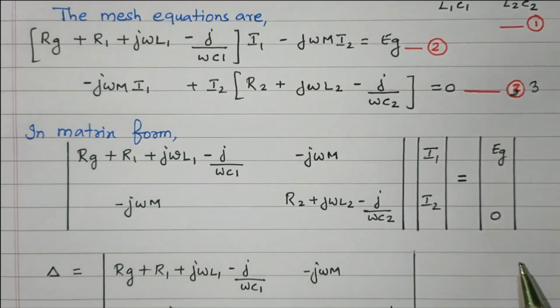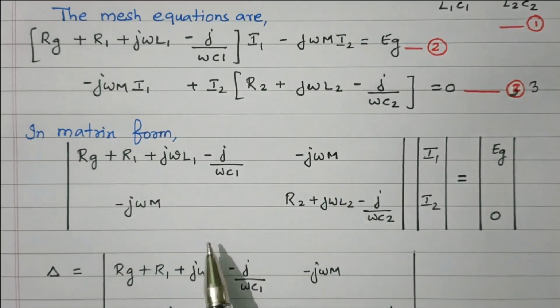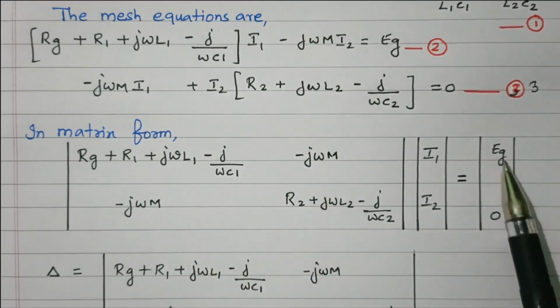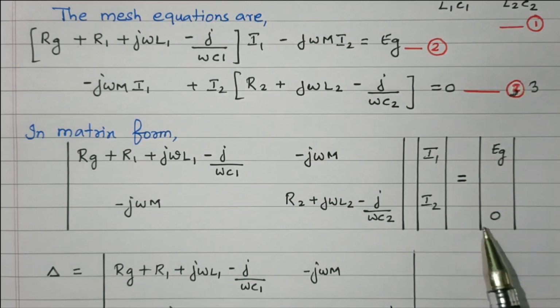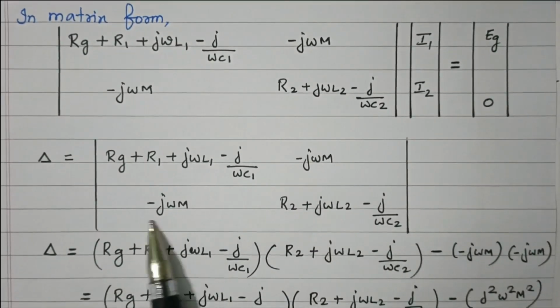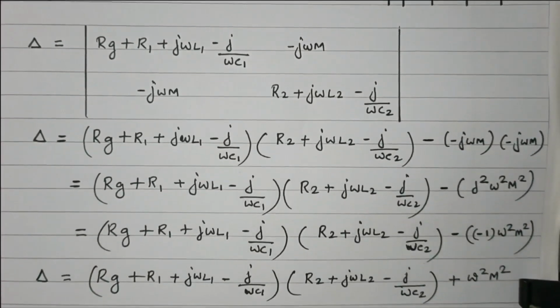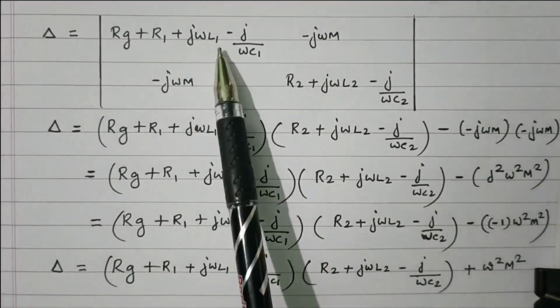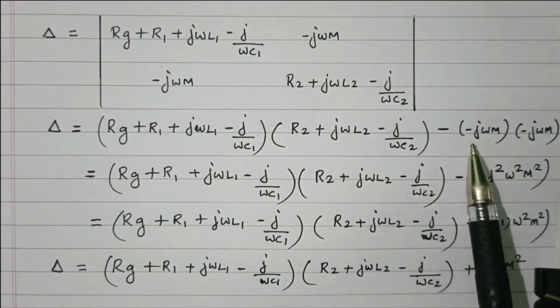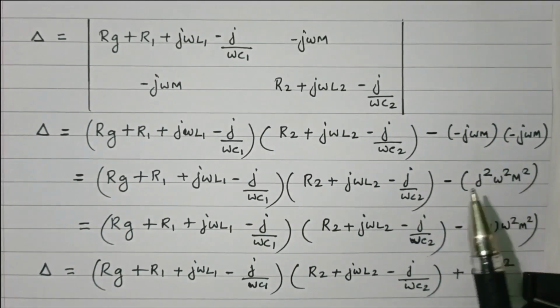Then how do we find the I2 value? I2 equals delta 2 divided by delta. What is delta? The determinant of this matrix is the delta value. Delta 2 is obtained by replacing the second column with the voltage matrix. So first we will find delta. We need to multiply these two terms minus these two terms, so that we get the value of delta. Now we'll go for the multiplication. These two terms are multiplied, minus of j omega M into minus of j omega M. Right. Now we'll go for the further simplification.